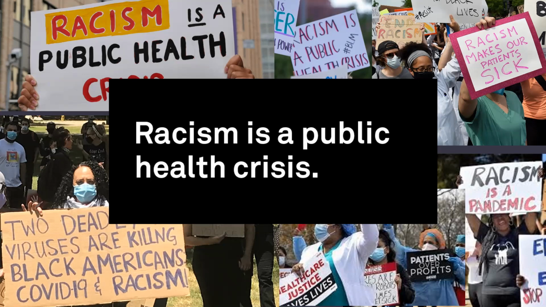So you can see on the top left here a sign that says racism is a public health crisis. I love the one on the bottom that says two deadly viruses are killing Black Americans, COVID-19 and racism. If you've seen the data on the disproportionate amount of Black people who have died as a result of COVID compared to white people, it's really shocking. You can see also patients over profits, healthcare justice, that Black Lives Matter in the healthcare system. You see racism as a pandemic.